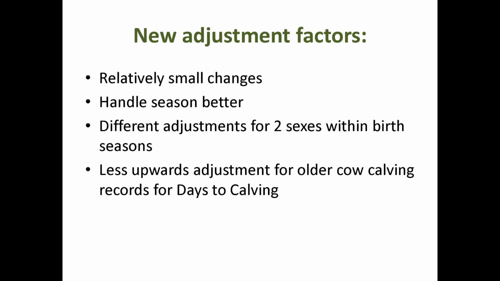relatively small changes, but just a couple of examples. Season of calving is handled more accurately now than it was, and there are different adjustments for the two sexes within the birth seasons, whereas previously there weren't. And there's a slightly smaller adjustment upwards for older cows' records in days to calving. So there's a few things of that nature. I don't have a detailed list of them. The net effect is just to take account of those adjustments a little bit more accurately than was previously the case. But I don't have anything else to add on that one.